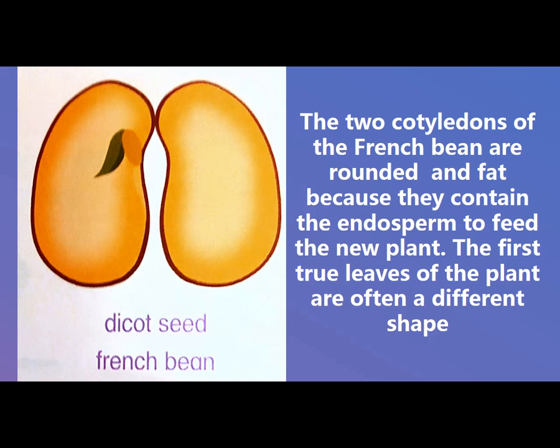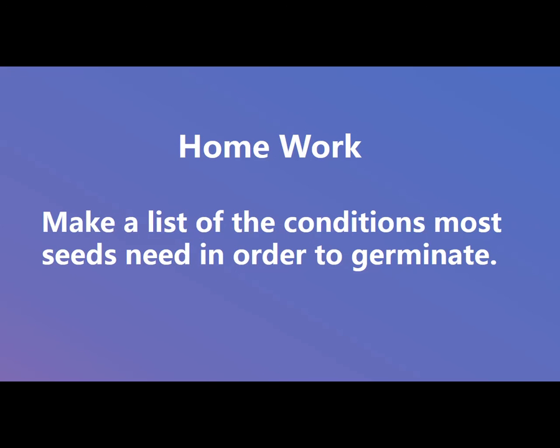Now you have to do your homework. And what you have to do in your homework, students? You have to make a list of the conditions most seeds need in order to germinate. And obviously you all know that you will do your homework on a foolscap sheet, punch it in a file, write your name and class on the file and submit it in the school office every Tuesday.